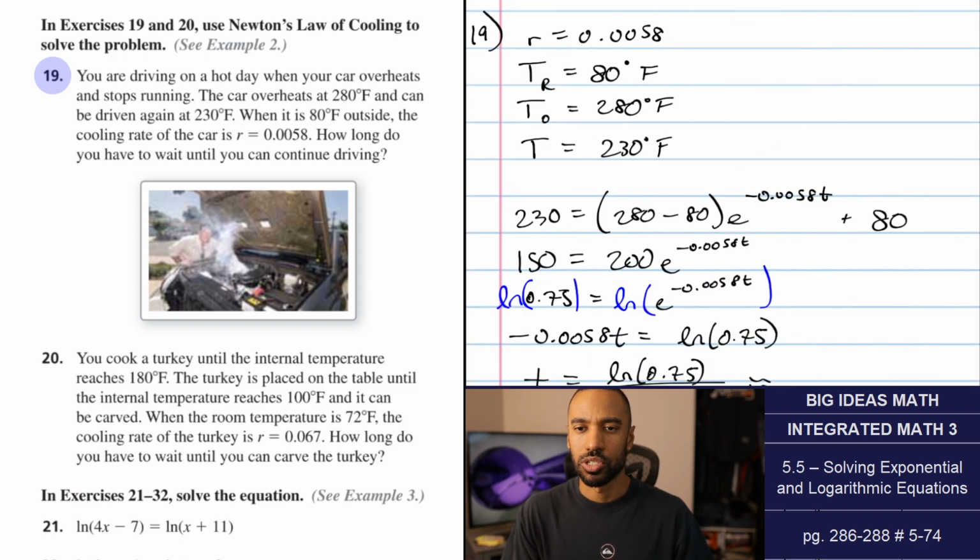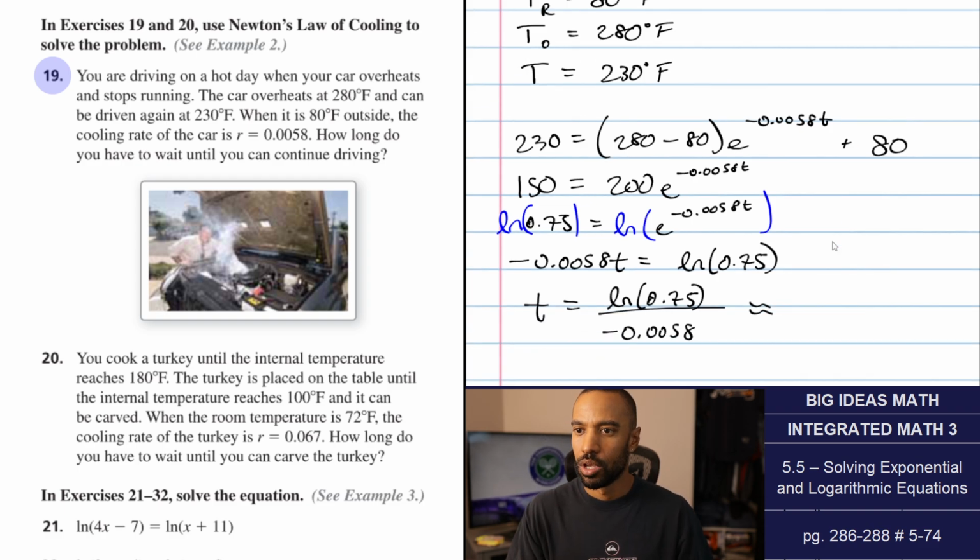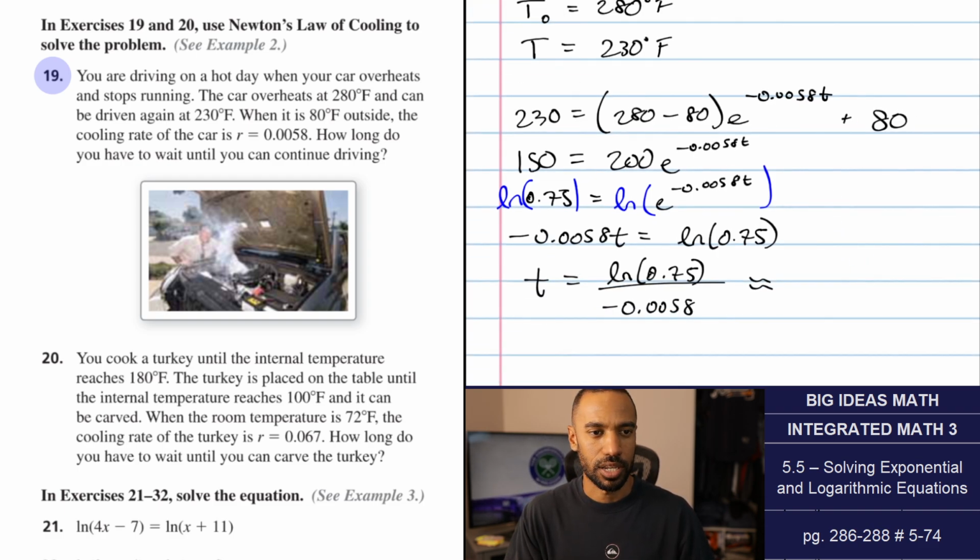Oh, T is in minutes here. So when we get this answer, let's see how long it's going to take. This is good information. I'm going to know this the next time my car breaks down. Let's use Newton's law of cooling. We're going to do natural log of 0.75 divided by negative 0.0058. We're getting 49.6. I'll trust that.